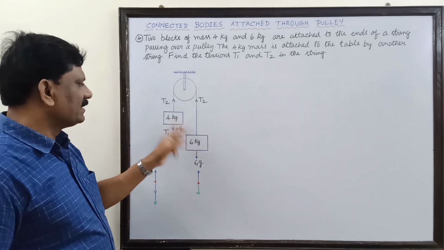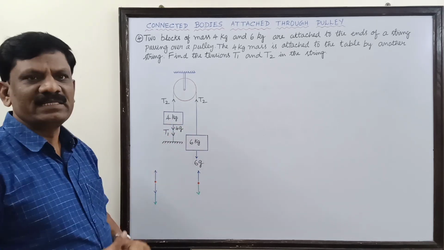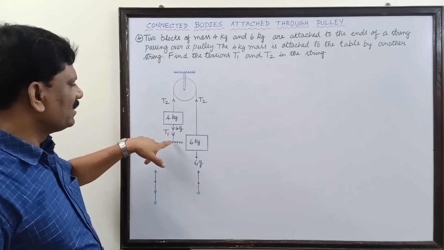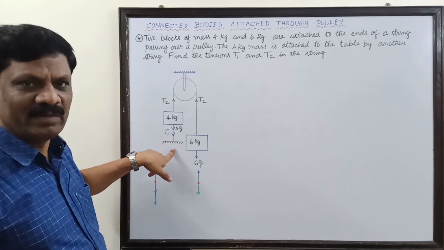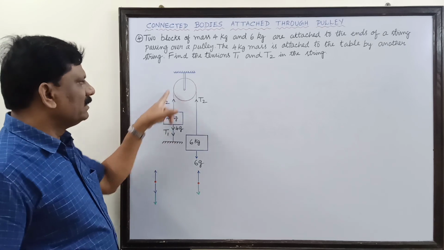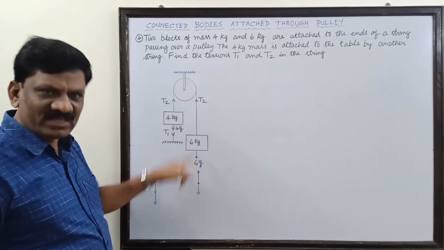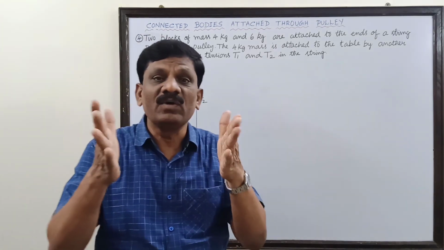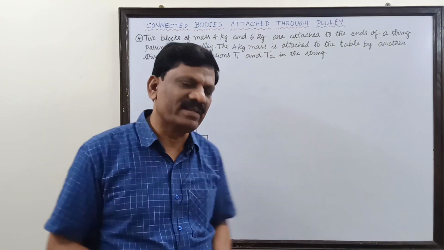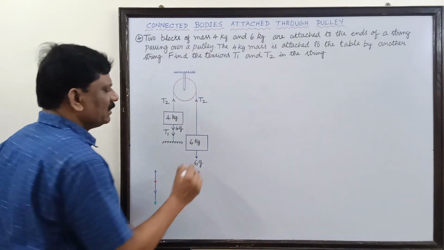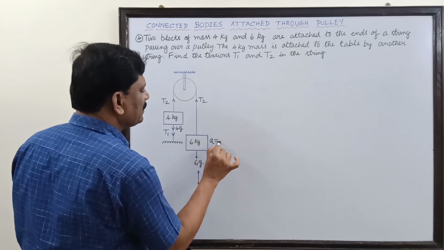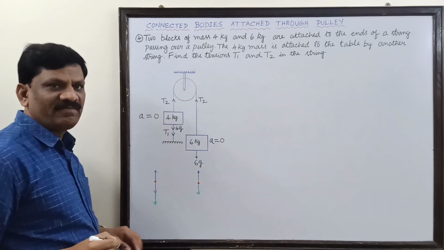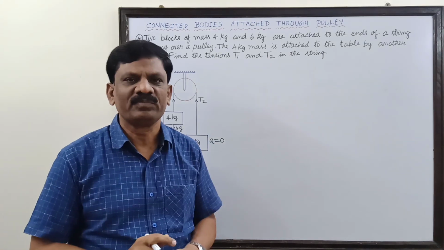So two masses are given, 4 kg and 6 kg. But you can see that the end of the string is attached to a firm table, and on the other side, the mass 6 kg is stretching the string in the downward direction, so that the system is now in equilibrium. It is at rest. Therefore, the acceleration a is equal to 0 for both the masses. This is the first point of understanding.